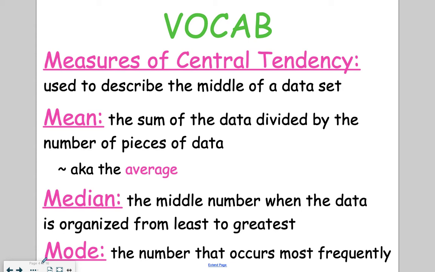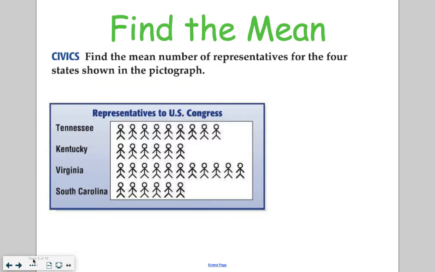The median is the middle number when the data is organized from least to greatest. So you'd put them all in numerical order, cross off the ends until you found what was in the middle. And then the mode is your number that occurs most frequently. So it's the number that repeats most often in your data set. There's different times when each of these measures are going to be appropriate, but those are our three measures of central tendency. So we're going to start by looking at the mean.